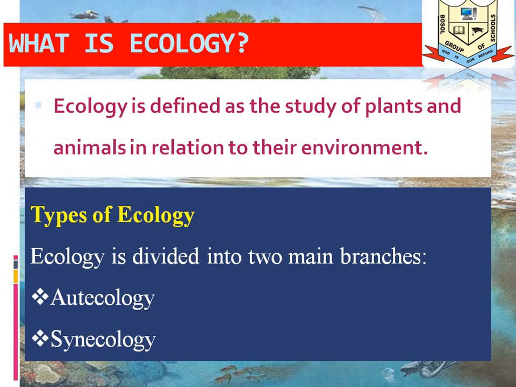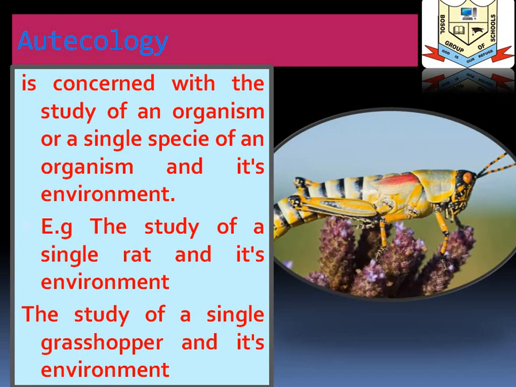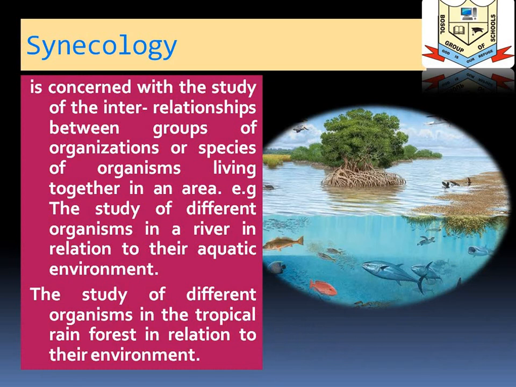So, types of ecology. We have two main branches of ecology: autecology and synecology. Autecology is concerned with the study of an organism or a single species of an organism and its environment. For instance, the study of a single rat and its environment. It deals with the interaction between an organism and its environment. Another example is the study of a single grasshopper and its environment.